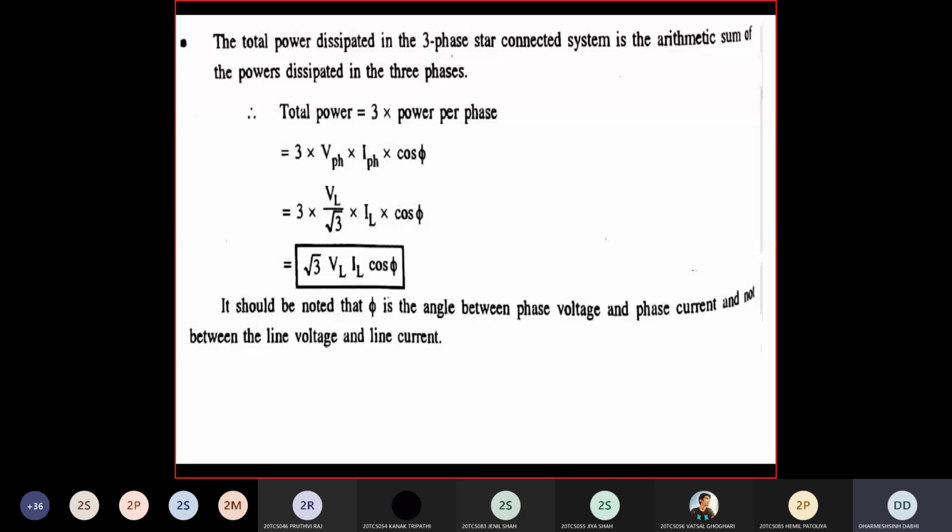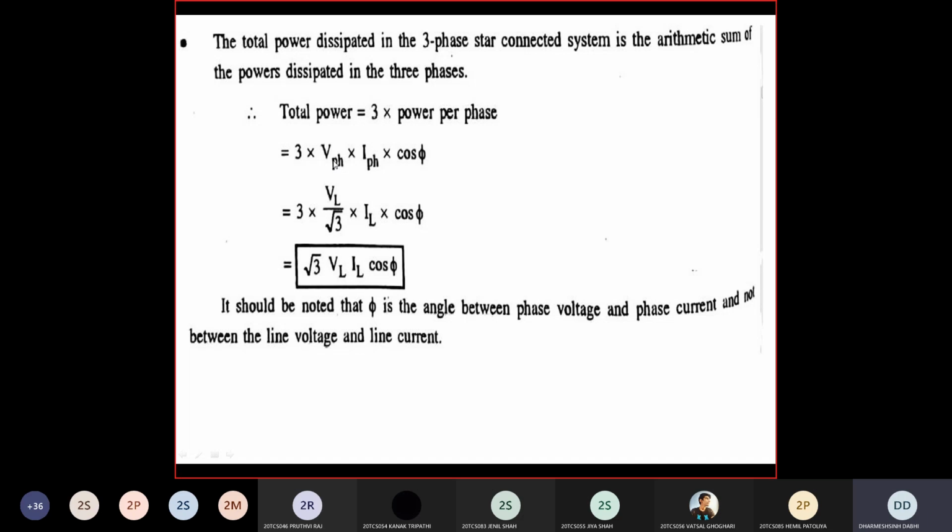Power dissipated in the three phase star connected system is nothing but the arithmetic sum of power dissipated in a single phase. As we know, in single phase, power dissipation is what? VPH IPH into cos phi, VI cos phi. Clear? So in the three phase, it is multiplied by 3. So it is 3 VI cos phi.